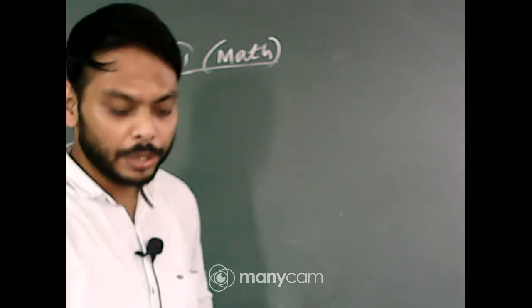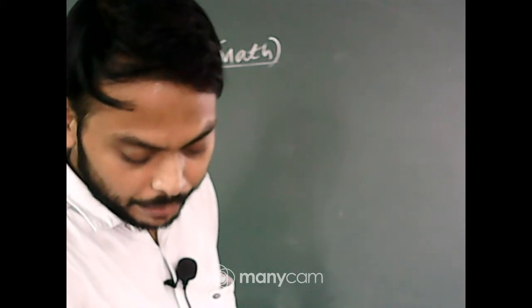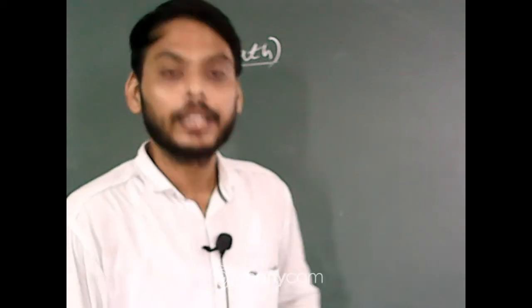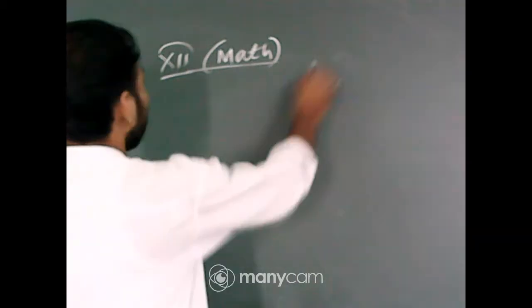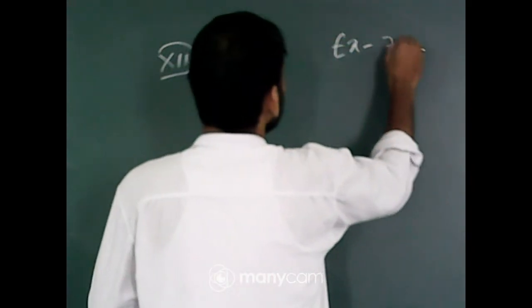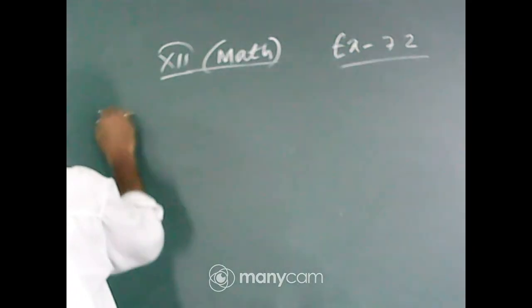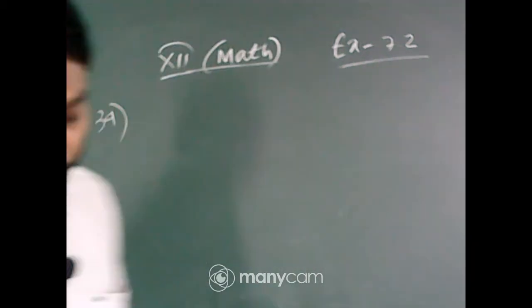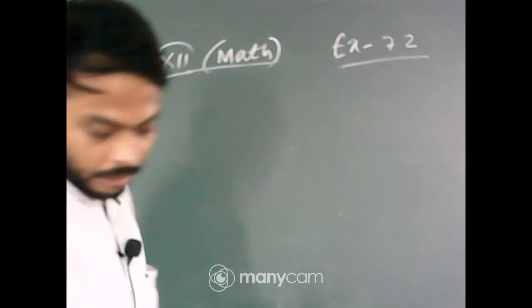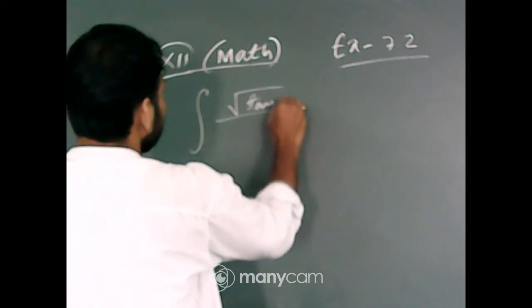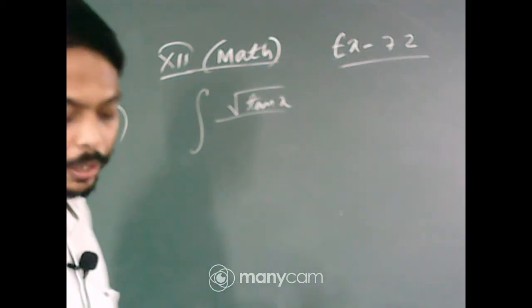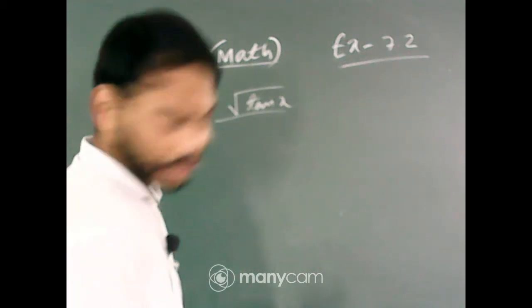Okay. So you know that in the previous class we have done up to question 35, but question number 34 is left as homework. Now we will solve question number 34 of exercise 7.2. Today I will solve it. It is the integration of root over tan x by sin x cos x. You do it in a copy also, okay?